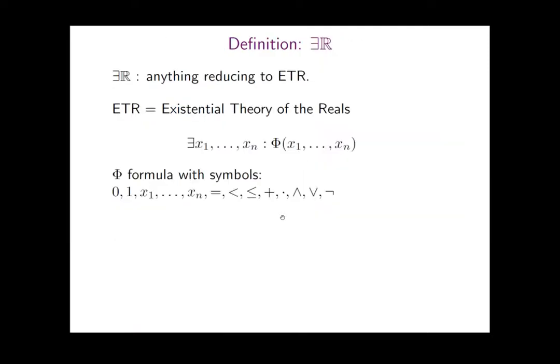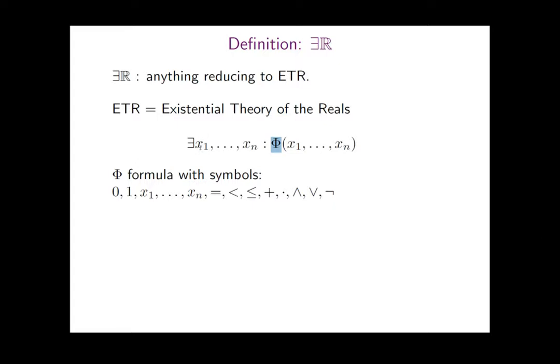So let's now move to these weird letters. We start with something you might be more familiar with: existential R. This is a complexity class, and it's anything that reduces in polynomial time to this problem called ETR. Okay, so now I've explained this with other letters. What is ETR? ETR is called the existential theory of the reals, but now we consider a specific computational problem, namely deciding whether there exist real variables such that a formula phi is satisfied by these real variables.